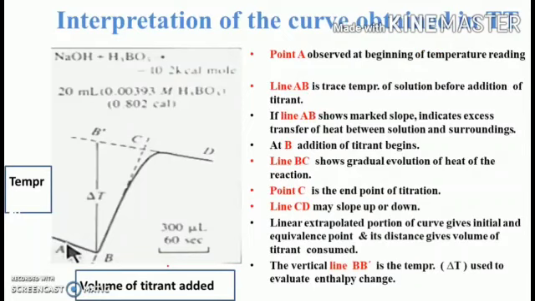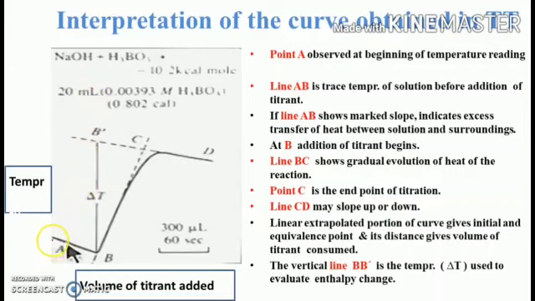Interpretation of the curve obtained in thermometric titration. This is the curve of thermometric titration. It is obtained for the titration of boric acid with 0.26 molar NaOH. Here 20 ml of boric acid with 0.00393 molar is taken. Let us go to the discussion of how to interpret the curve.